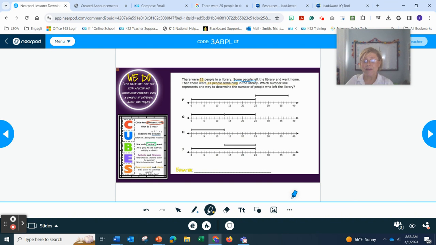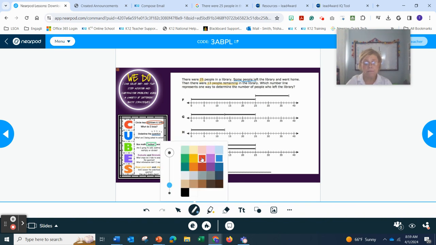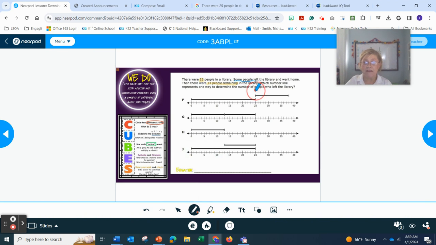So let's start by using process of elimination. We know there's a total number of people in the library. So each of our number lines cannot go over that total number, and it must begin at that total number. So our total number is 25. Here is 25 on our number line. If it goes over the 25 or it doesn't even start at the 25, we can go ahead and eliminate it.